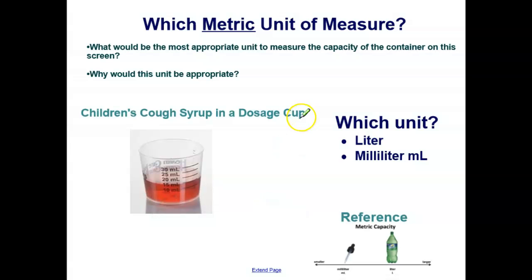You guys are absolute rock stars. You would definitely use milliliters. And even on the dosage cup, it's increasing by 5 milliliters at once. It goes 5, 10, 15, 20, 25, 30. So right here is 15 milliliters of cough syrup. So it's not over a liter. So I know I would use milliliters to measure that amount of liquid.